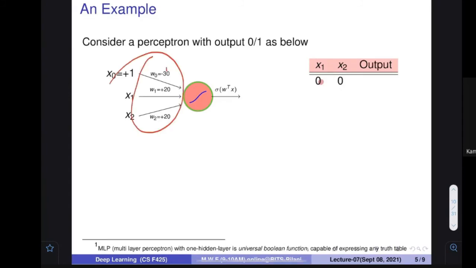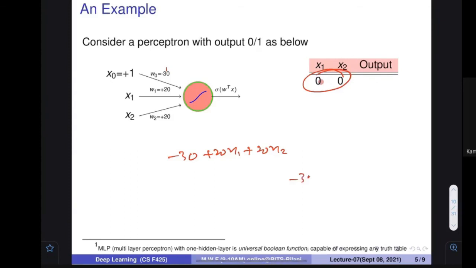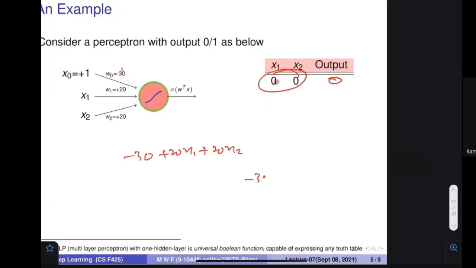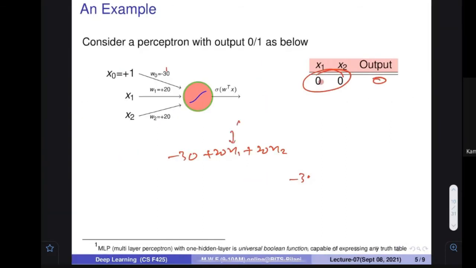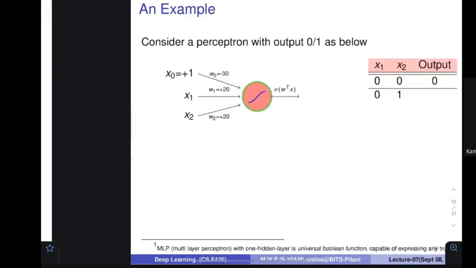If you write the equation, it is going to be minus 30 plus 20x1 plus 20x2. So if the input is 0, 0, what is the output? Minus 30, and the sign is negative, so the output is 0. When 0, 1 is the input, it is minus 30 plus 20, the answer is minus 10, again it is going to be 0.